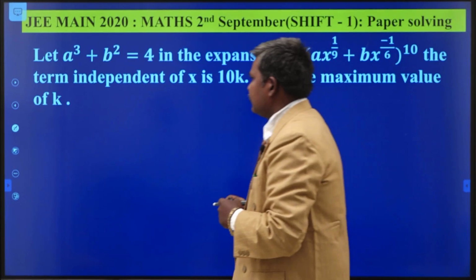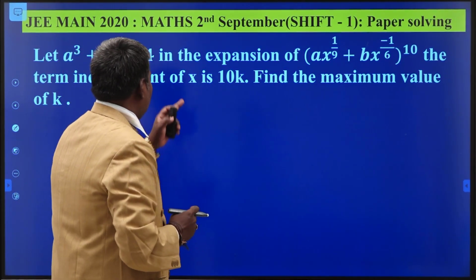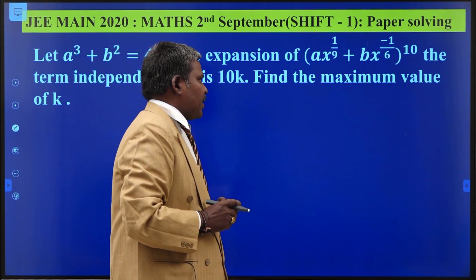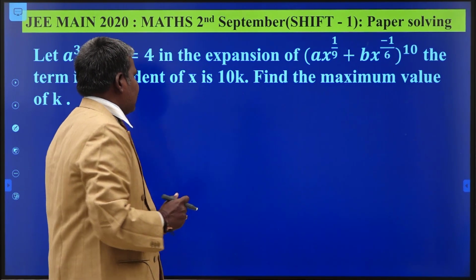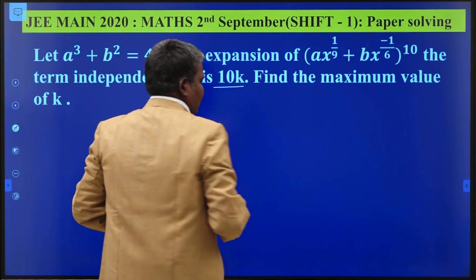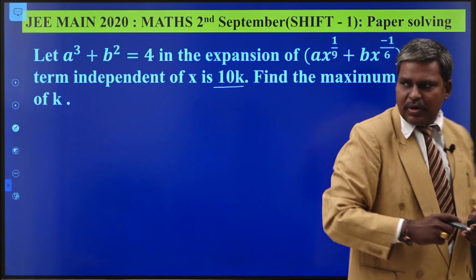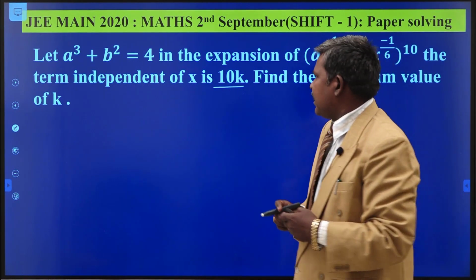Given that a cube plus b square is equal to 4. In the expansion of (a x^(1/9) + b x^(-1/6)) to the power of 10, the term independent of x is 10k. Find the maximum value of k.